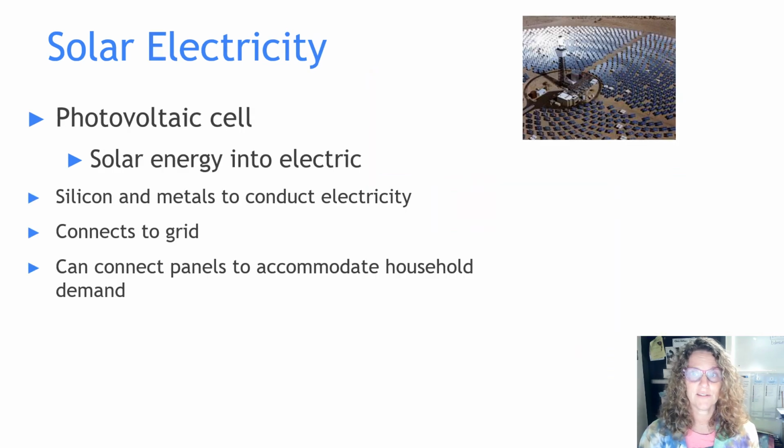So electricity is this, the photovoltaic cell. That's when we take solar energy and we convert it into those moving electrons, which is electricity. The materials are made out of silicon and different metals that are able to conduct electricity. The panels then connect to the grid, and you can connect panels and daisy chain them together to generate more energy for the more people that live there.